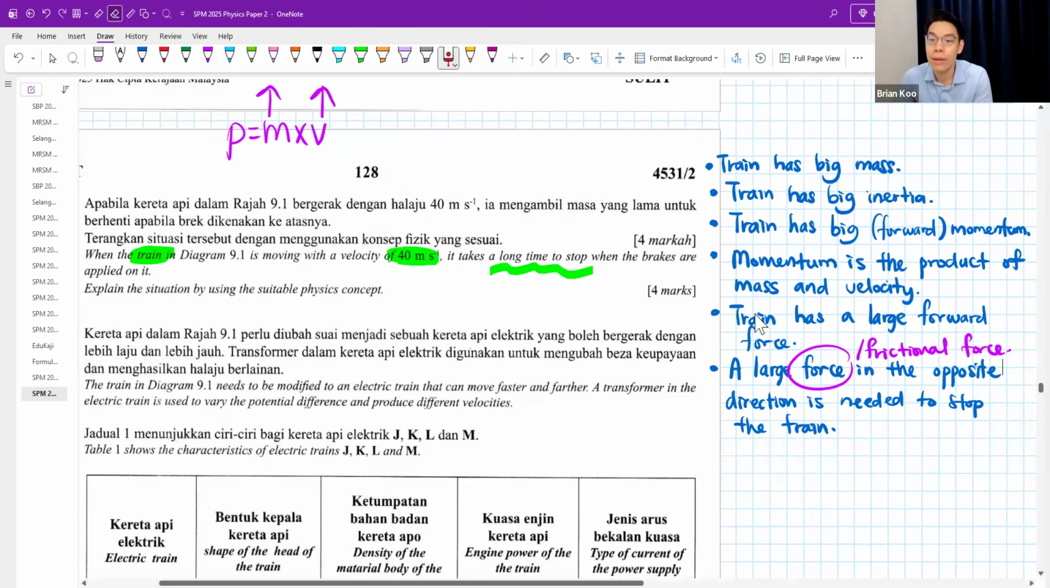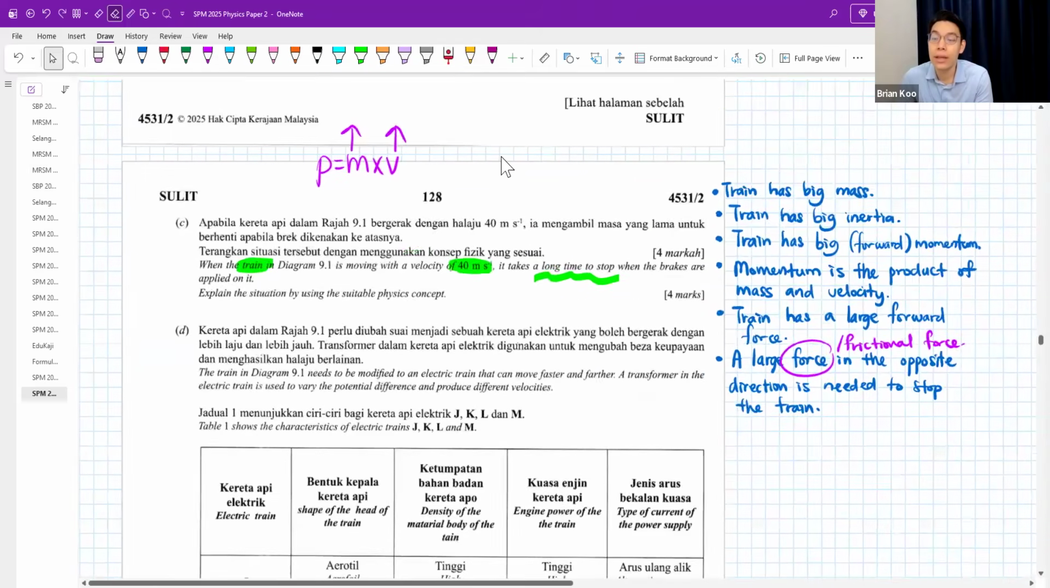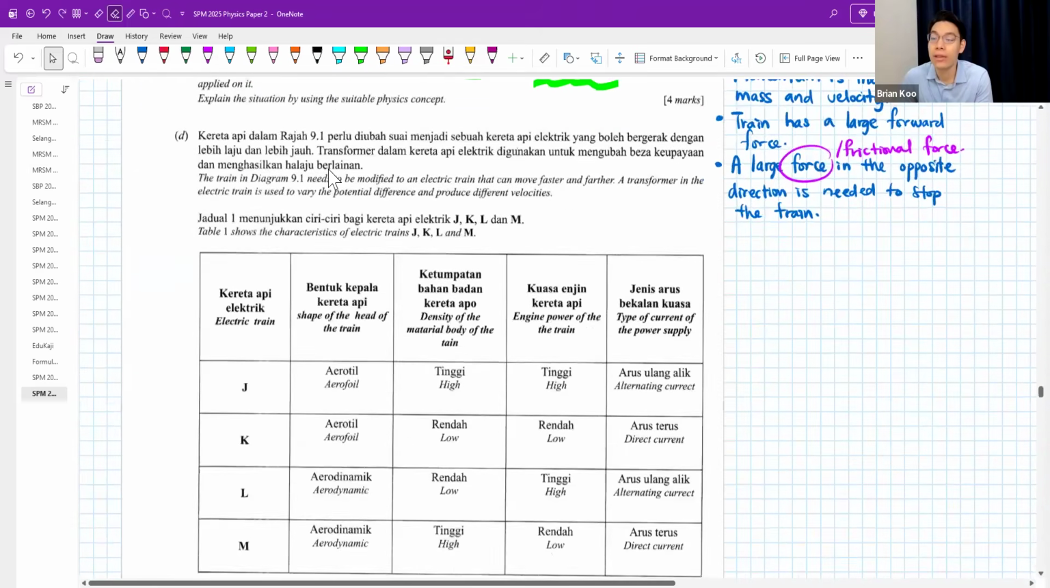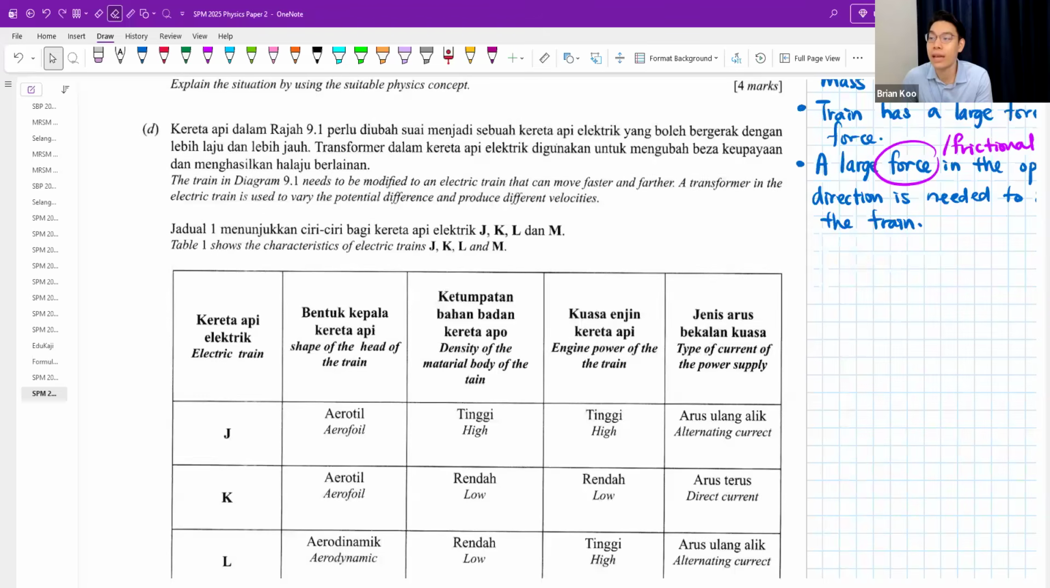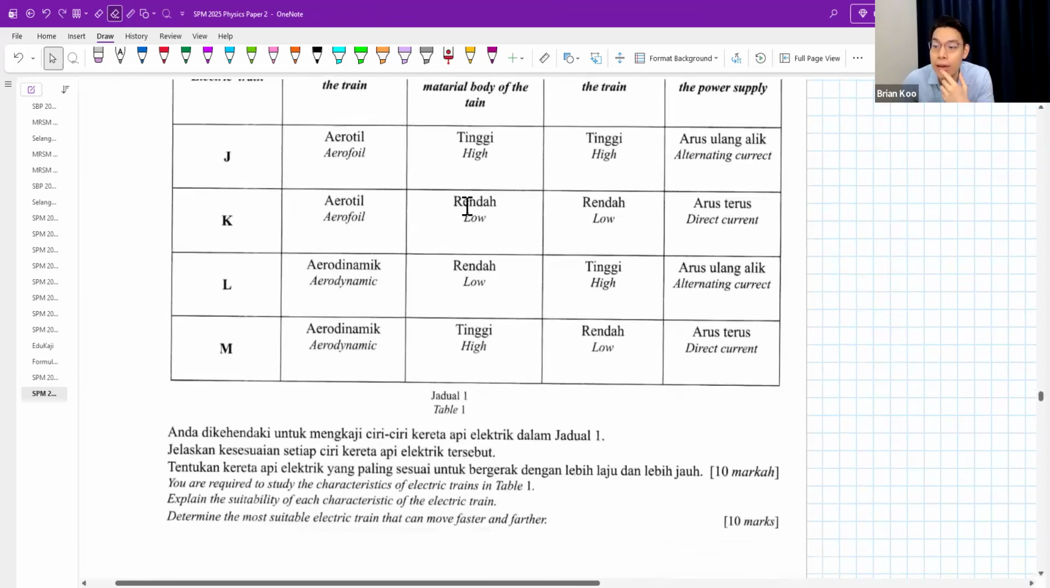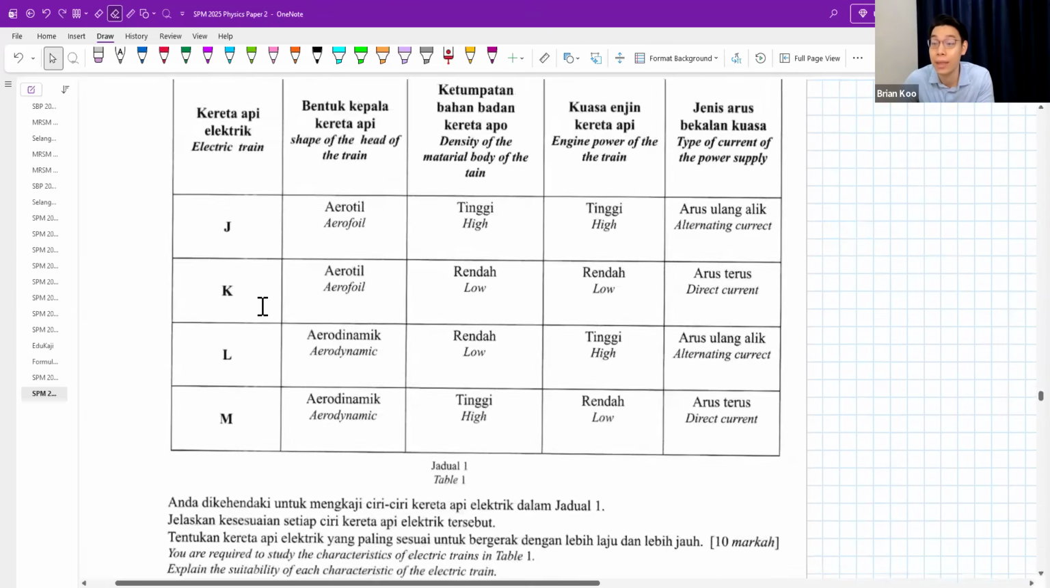Yeah. Okay. Part D. The train in diagram 9.1 needs to be modified to an electric train so that it can move faster and further. A transformer in the train is used to vary. Okay, there's also a transformer to vary the potential difference and produce different velocities. So sometimes I step up, sometimes I step down so that the velocity is different. Okay. You are required to study the characteristics of electric train in table 1. Explain the suitability for each characteristics of the electric train. Determine the most suitable one that can move faster and further.